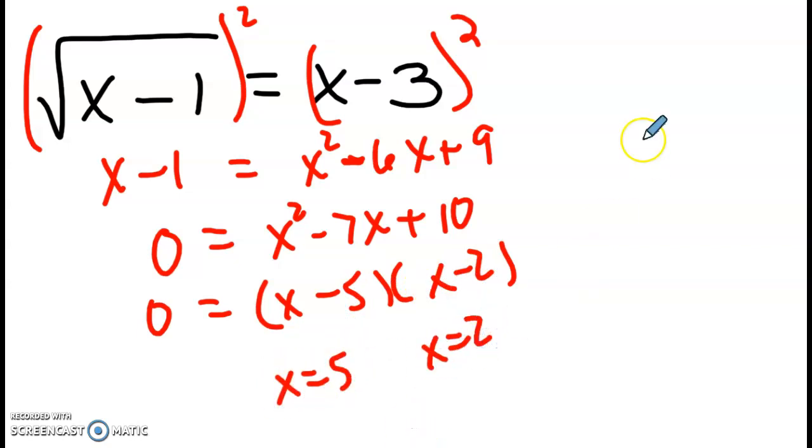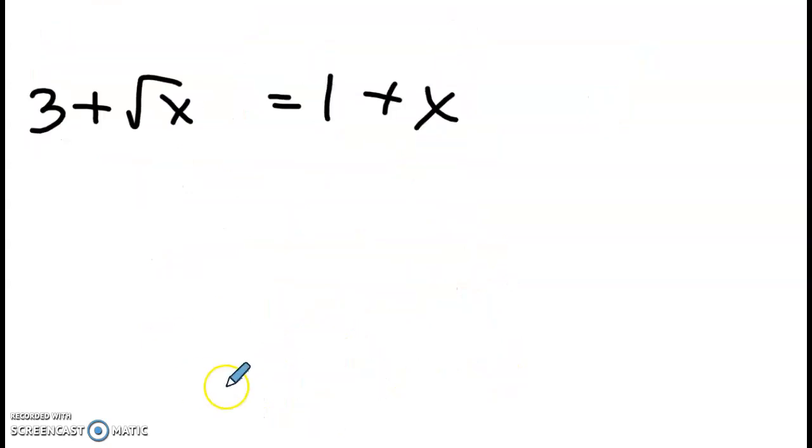Again, I will check them. When I put 5 in, I get 5 minus 1 is 4. Square root of 4 is 2. When I put 5 in here, 5 minus 3 is 2. Great. So 5 works. When I put 2 in, 2 minus 1 is 1. Square root of 1 is 1. But 2 minus 3 is negative 1. That didn't work. The only answer is 5.